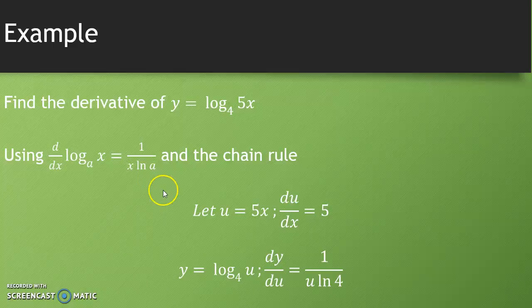I should just go back, and the reason we need to use the chain rule is because of this 5x here. It's not just x. Our rule can only be applied if we don't have a coefficient there, it's just an x. Here we've got 5x, so we need to use the chain rule to get rid of that 5x and just make it a u, a variable with no coefficient out the front. So again, we just use the chain rule and that log rule.